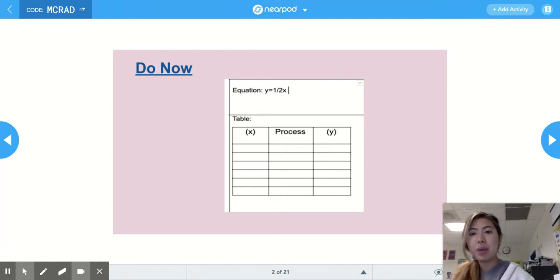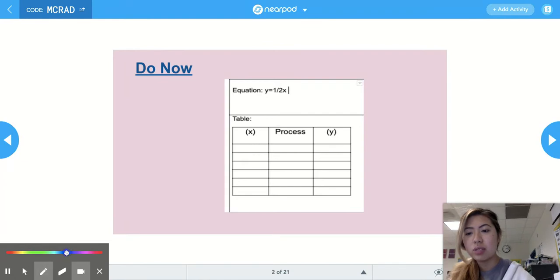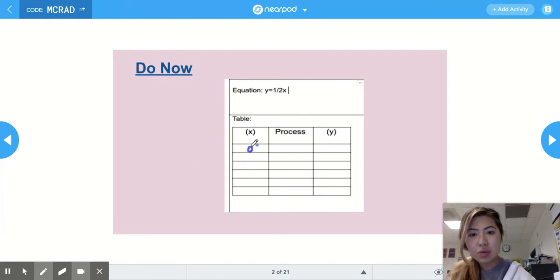So for this problem, I'm just going to choose different x values, and I have 0, 1, 2, 3, 4, and then 5. And so for my process, I'm going to be multiplying half by each of these x values. So half times 0 is 0. So that means that one of the coordinates on the graph is (0, 0). Then when x is 1, I'm multiplying half times 1. And that's half.